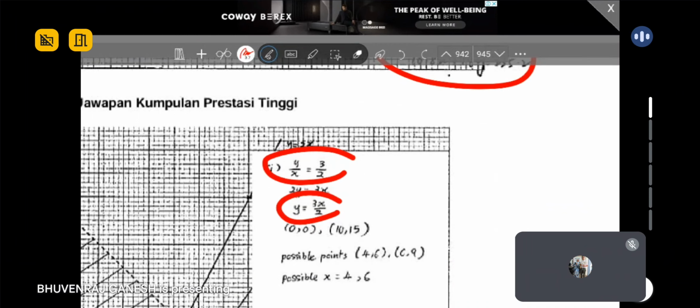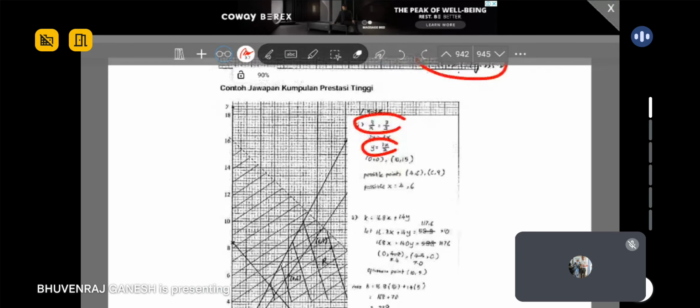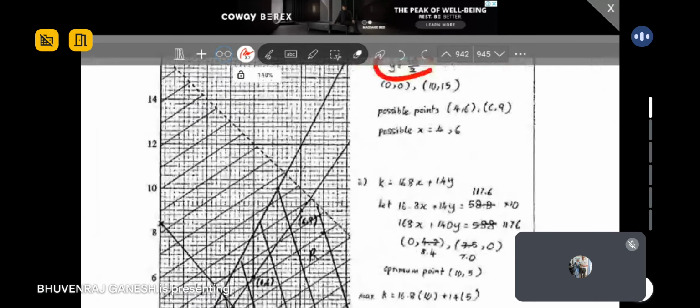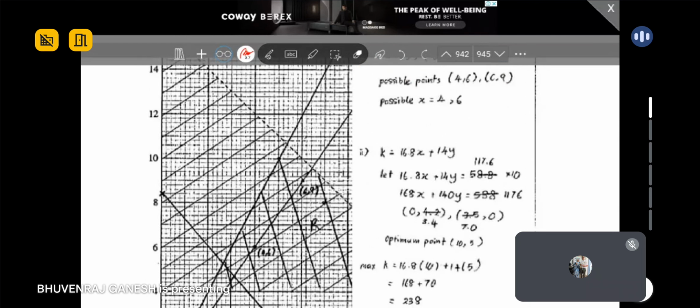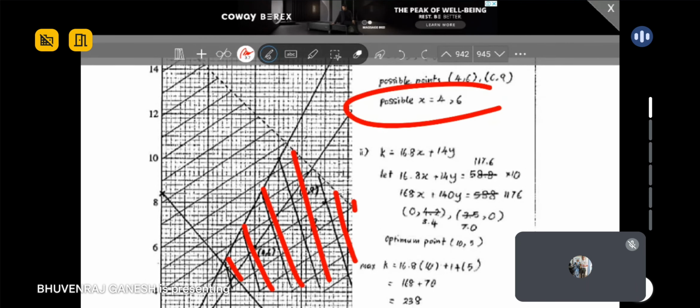So you just get some coordinates from the graph. It must be in the shaded region, guys. You must remember that the points you choose must be in the shaded region, which is this one. So when you draw your straight line, you see at which point it passes through the shaded region. So that is your X value, guys.